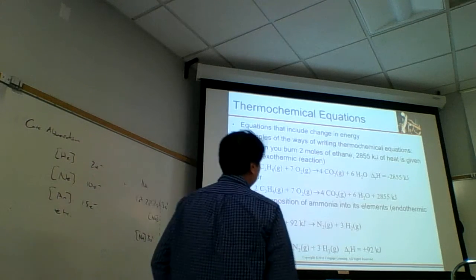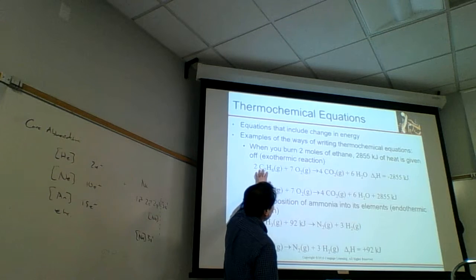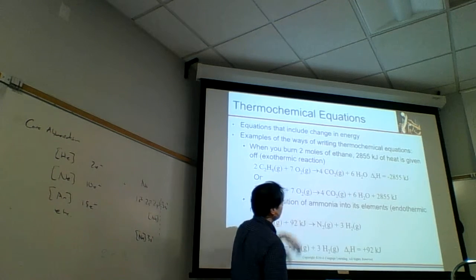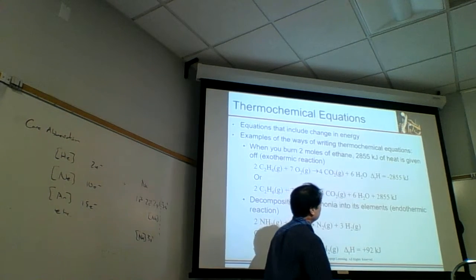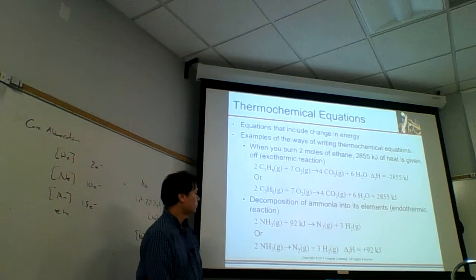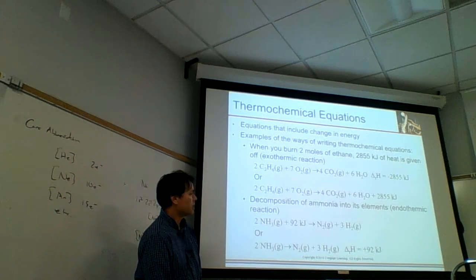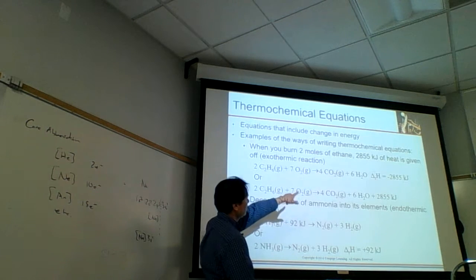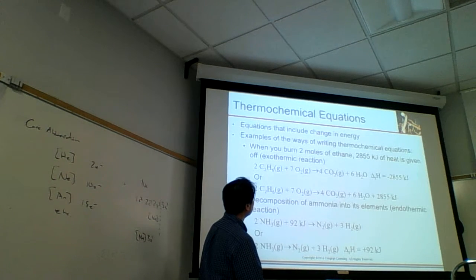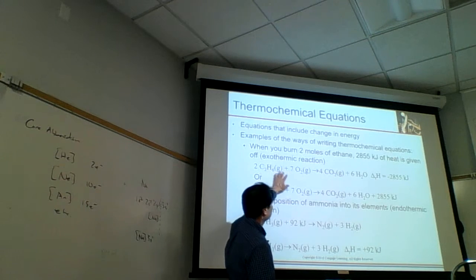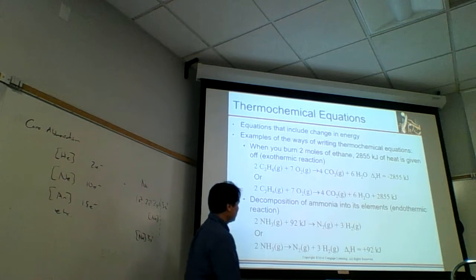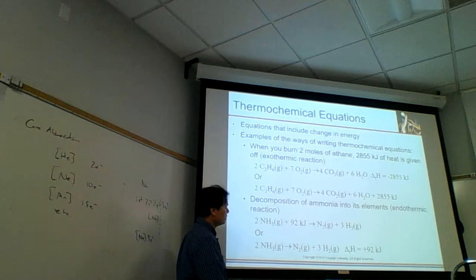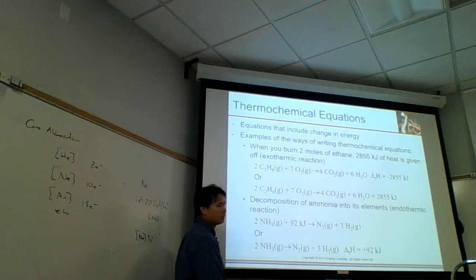And so here, if you burn 2 moles of ethane, you generate 2,855 kilojoules worth of energy. And so the example is we use that as a conversion factor. We did an example of this in class where we used it as a stoichiometric conversion factor with any of these. Same thing with ammonia. If you want to decompose ammonia into nitrogen and hydrogen, it's going to cost you 92 kilojoules.